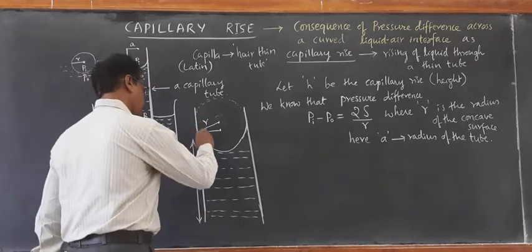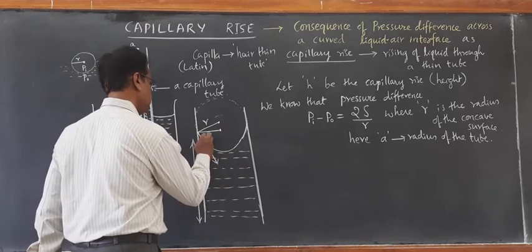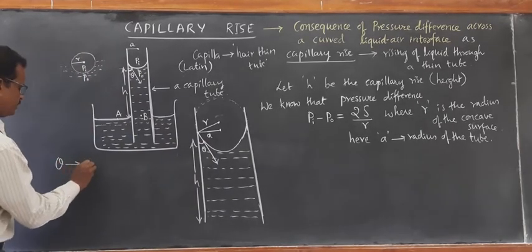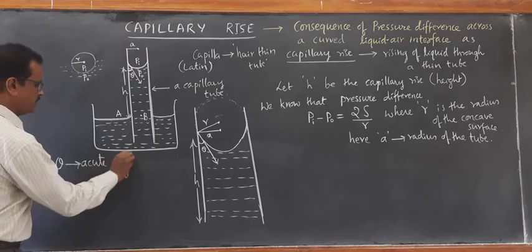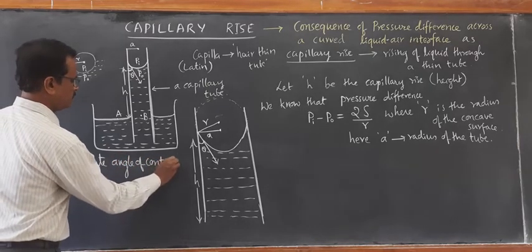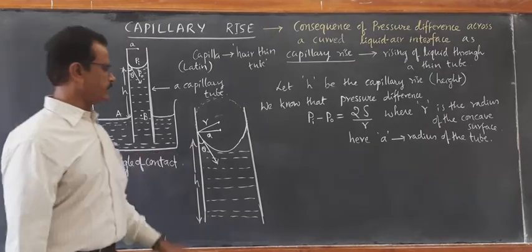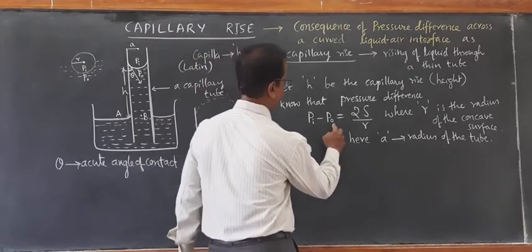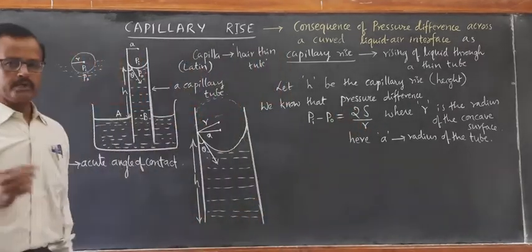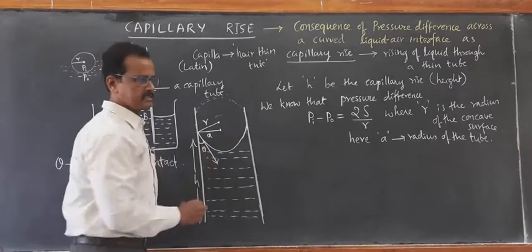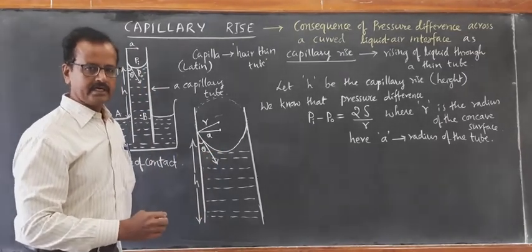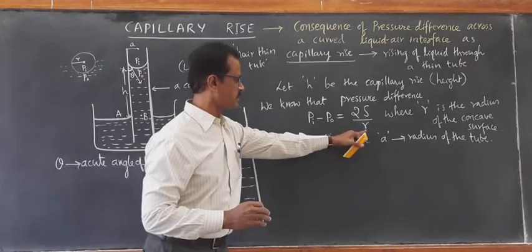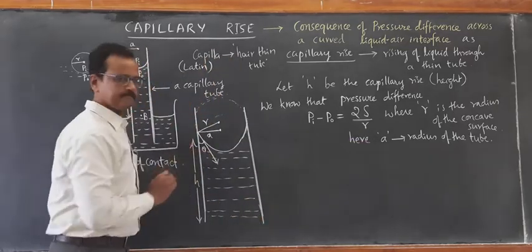Now, the angle of contact here is theta, where theta is the acute angle of contact. From the equation, Pi minus P naught is equal to 2s upon r. We don't know the radius of this concave surface, but we can substitute this radius r in terms of A using this angle theta.